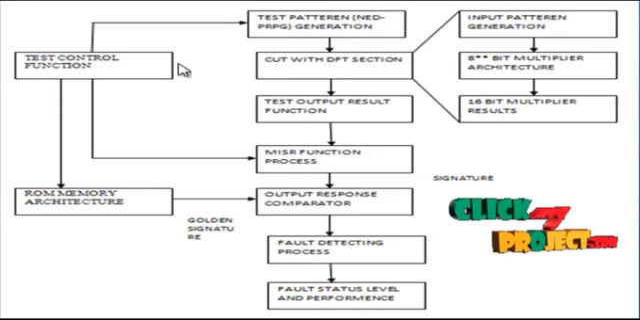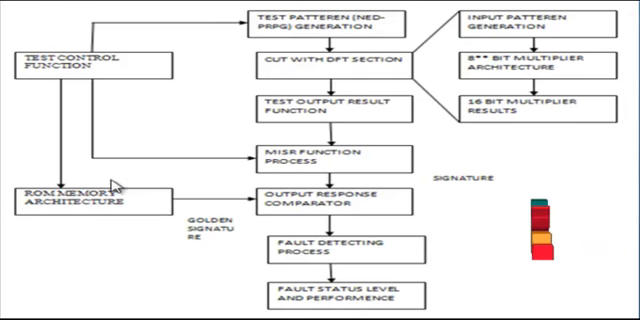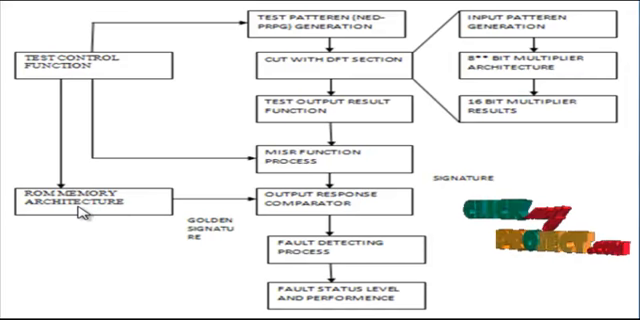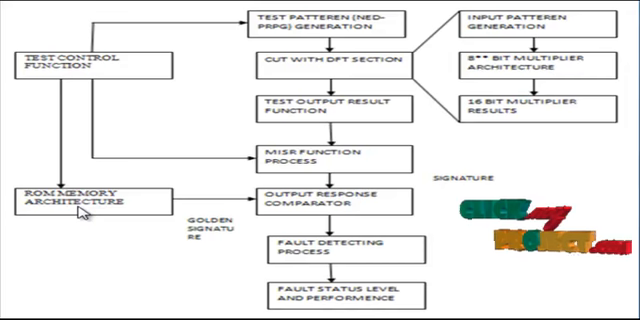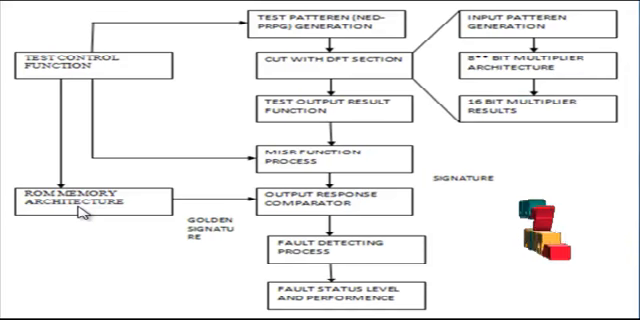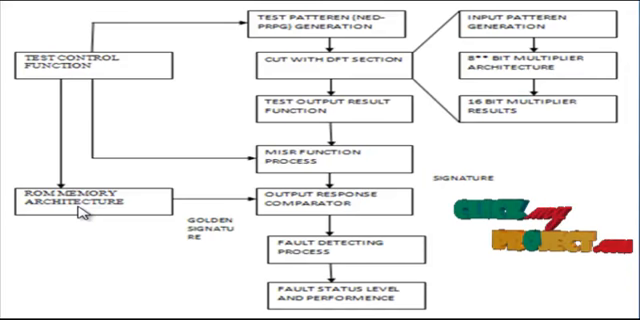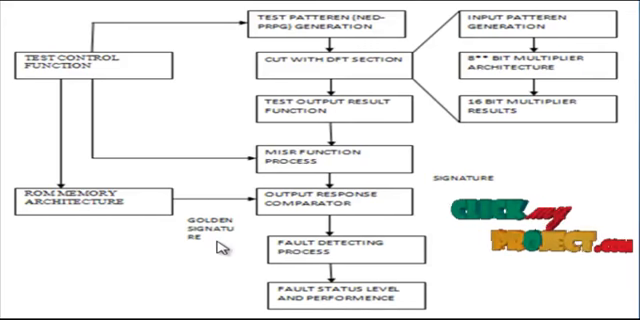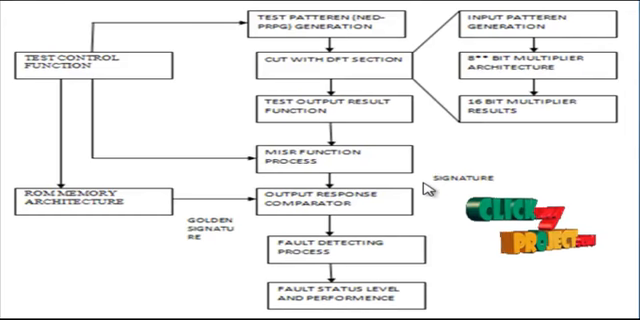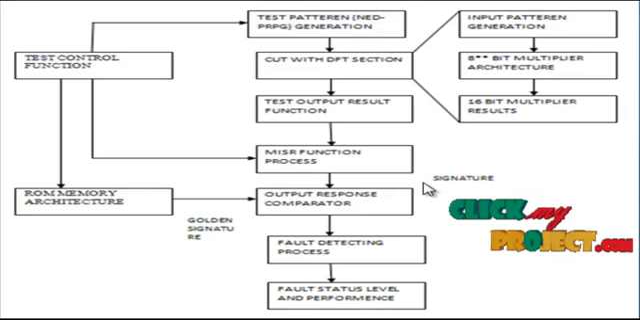Another process is the ROM memory architecture. This architecture is mainly used to store the expected results. These expected results are controlled by the clock and reset function. When the clock function is activated, the ROM memory generates the golden signature. The output response comparator compares the golden signature with the recorded present signature, and identifies the signature variations.